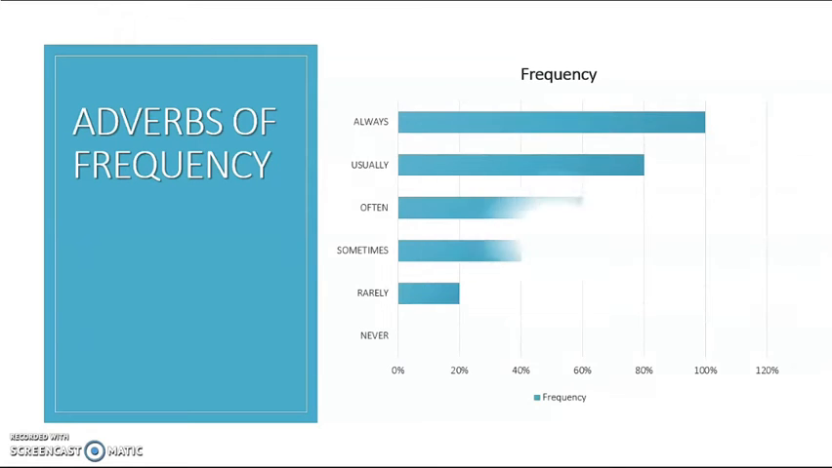Now, let's talk about the adverbs of frequency. These words tell you how many times you do an activity, that is to say, how often something happens. We use always in order to say that the action happens all the time. We can use usually or often when the action happens many times. We can use sometimes and rarely when the action happens less often. And we will also use never when the action doesn't happen at all.